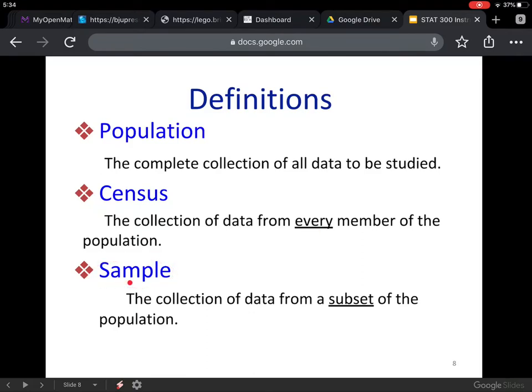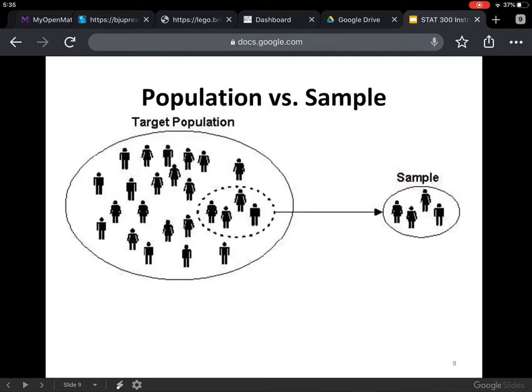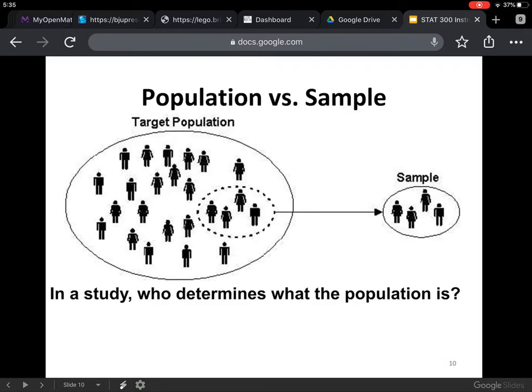And then a sample: the collection of data from a subset of the population, a small subset or group that should be a representative group of the population. So here's a diagram or a picture for you of population versus sample, and a question. We have a target population, and what we do is take a sample of that population and then study it. This better be a representative sample of the entire population. And so any information that we gather from this sample is an indication of what is going on in the target population.